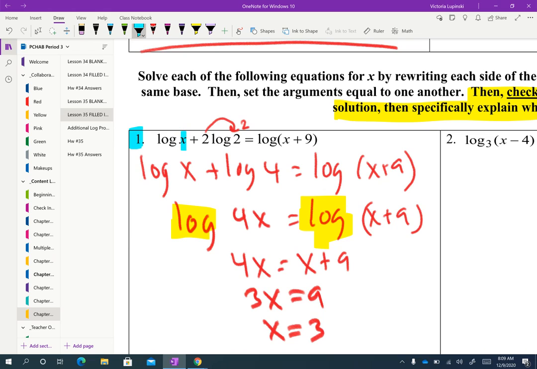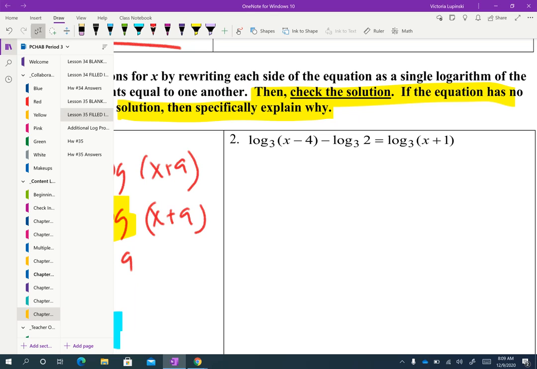So if you were to plug 3 here, you get the log of 3, no worries. If you plug it here, you get the log of 12. As long as it works in both sides and gives you no log of a negative or no log of 0, you can feel confident that that is in fact the solution. You could actually plug it in and confirm that you get the same exact value, but really all we care about is confirming that you don't get 0 or a negative.